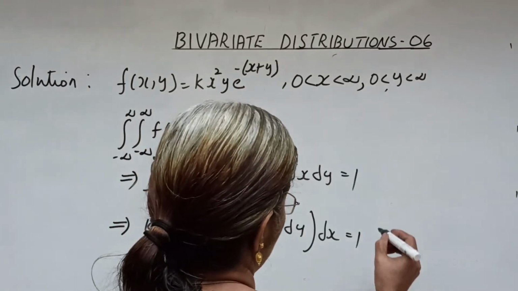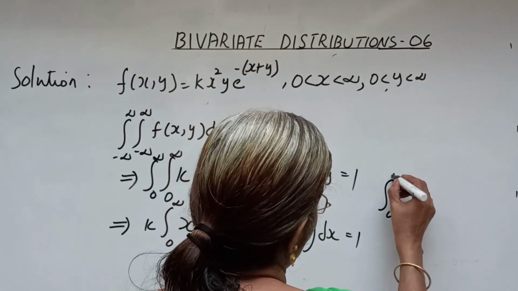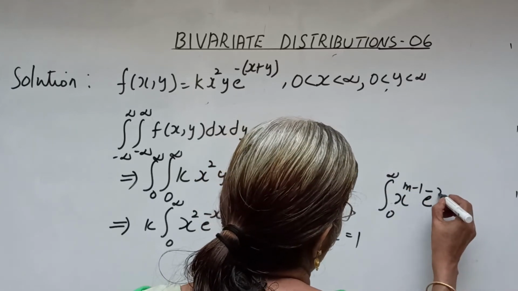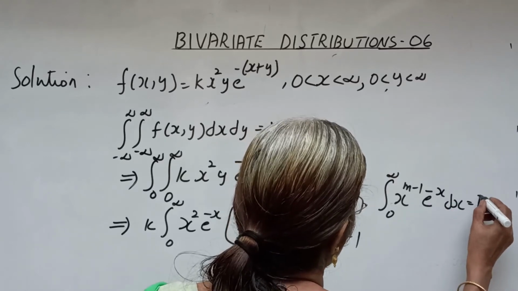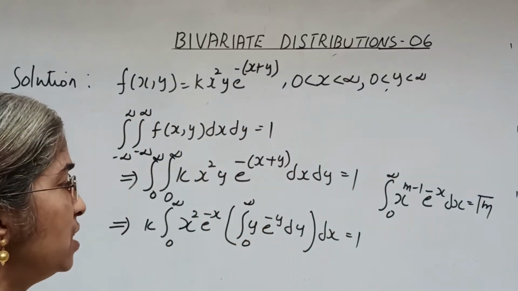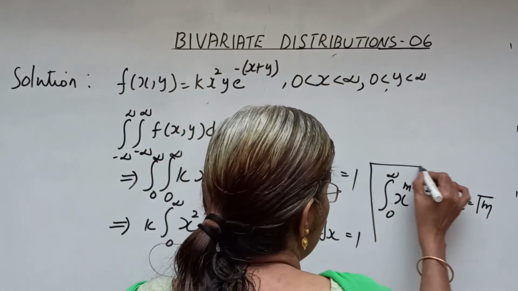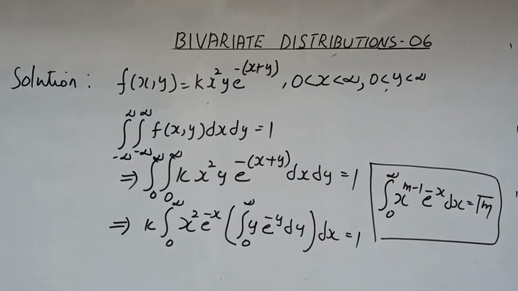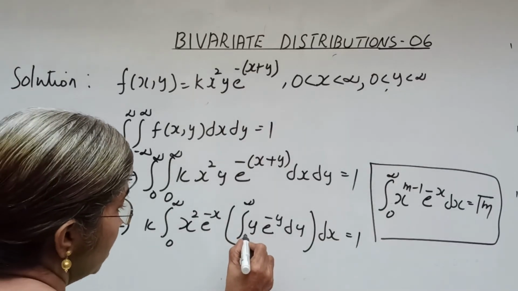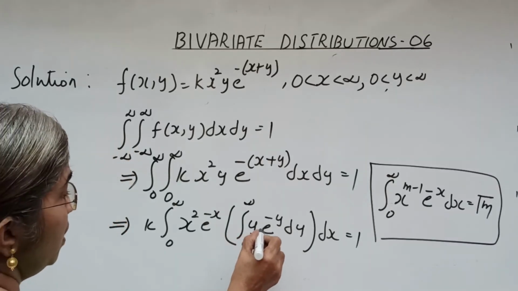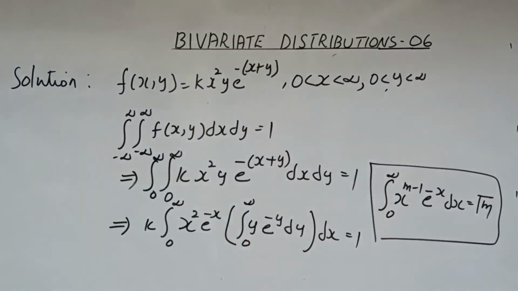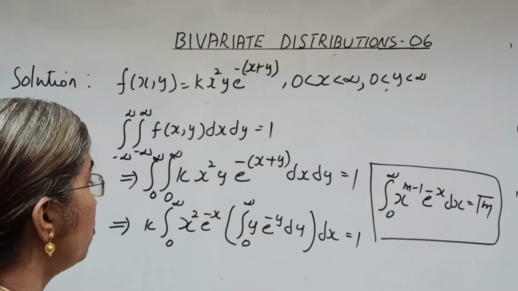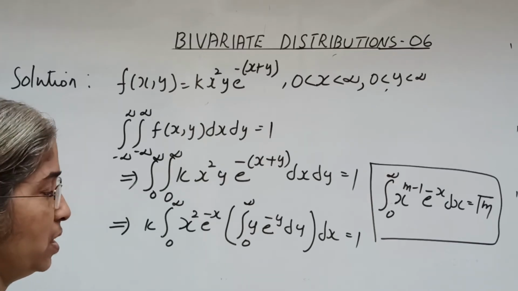Now we know the result: integral 0 to infinity x raised to m minus 1 e raised to minus x dx equal to gamma m. So here the variable is y e raised to minus y dy, which can be written as y raised to 2 minus 1. That is, y raised to 1, since 2 minus 1 is 1.